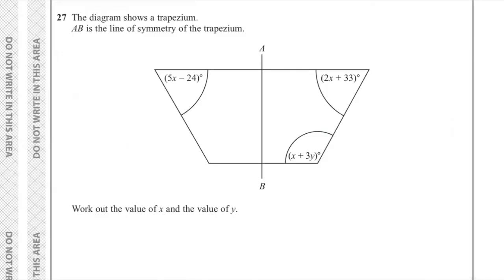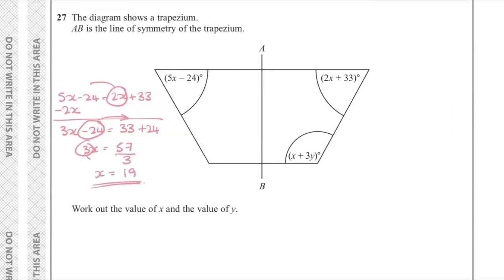Okay, so we need to work out the value of x and y. We're being told that the trapezium has a line of symmetry, which goes on to tell us that these two angles must be equal. And we're going to use that to help us find x. So 5x minus 24 is equal to 2x plus 3. I'm going to take off the 2x, which will give me 3 x's, still got my minus 24, still got my 33. And then I'll go on to solve and get x on its own.